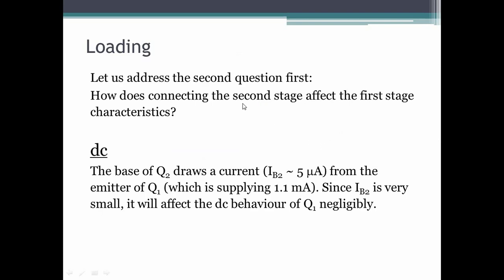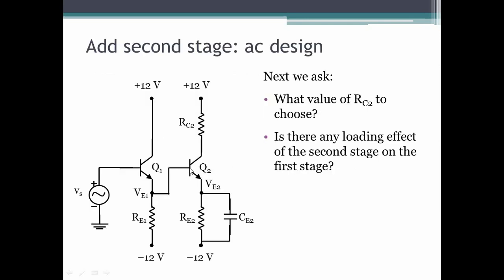Okay. So how does connecting the second stage affect the first stage characteristics? Characteristics, we always look at DC and AC. So let's look at DC first. Now the base of Q2 draws the base current, so this current.